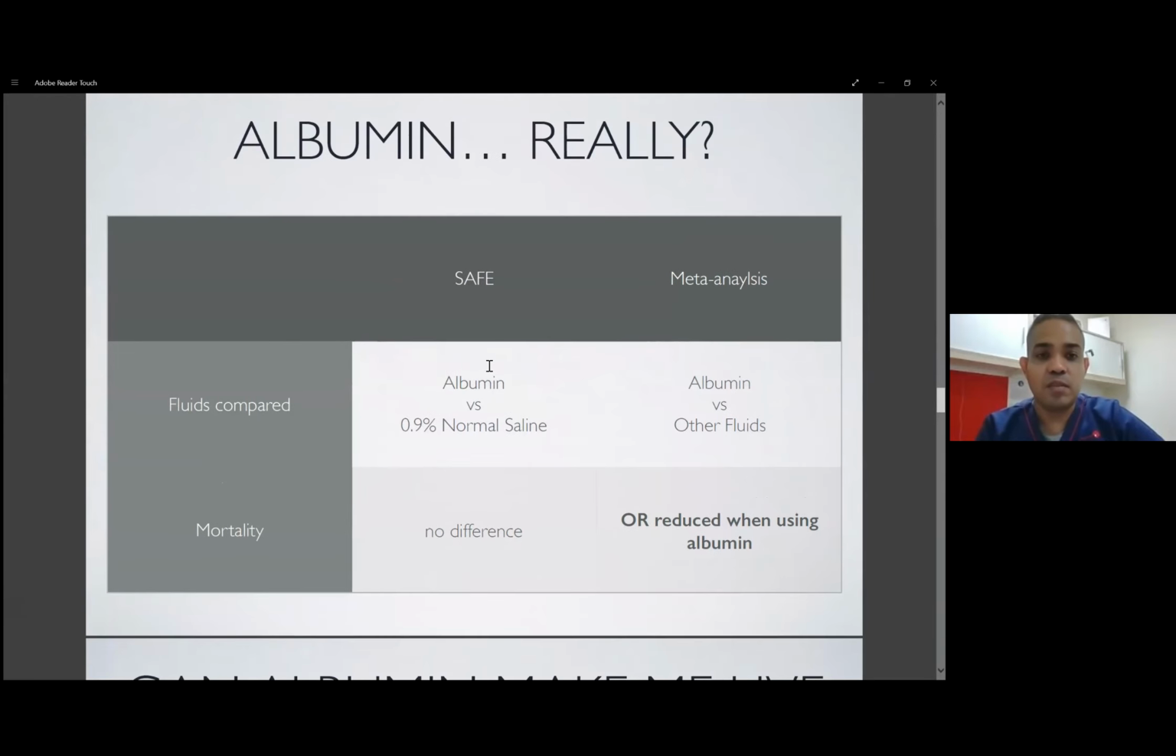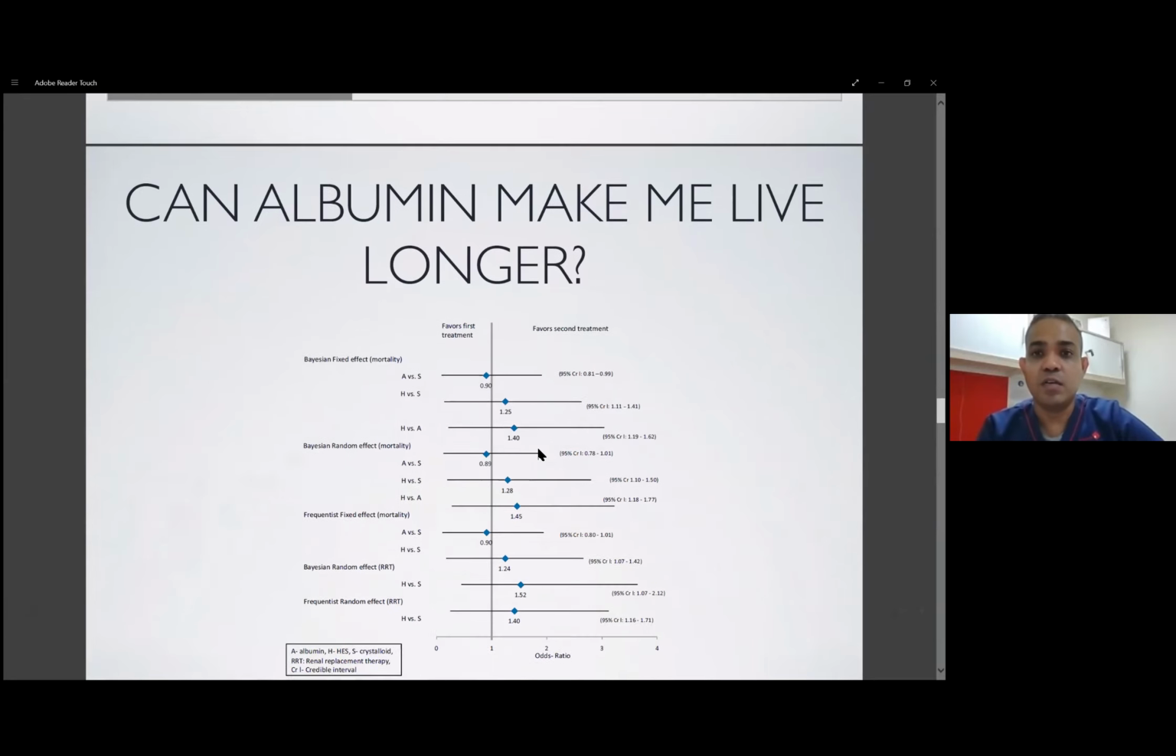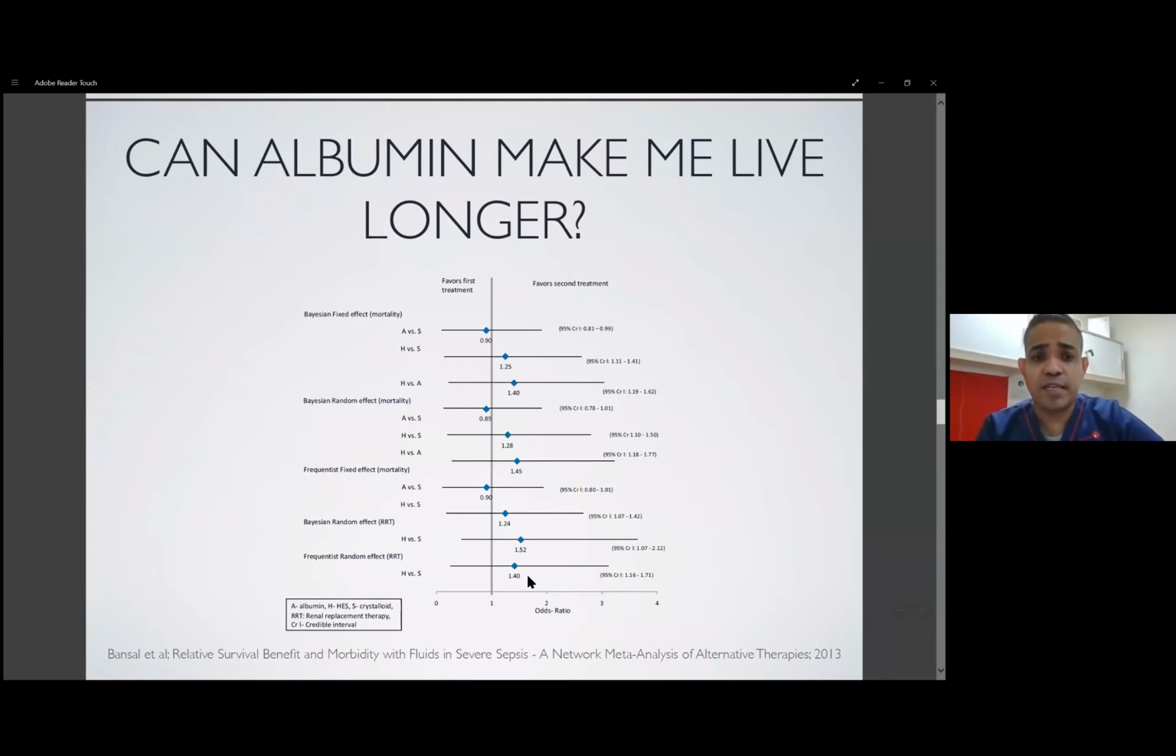So they compared, in this SAFE trial, albumin versus normal saline. And they said mortality may have been reduced when using albumin when they looked at the meta-analysis. But otherwise, in the SAFE trial itself, there was no difference in mortality. And if you look at this forest plot, which tells you about all of the different types of trials that are used, it tends to favor albumin being the second treatment.